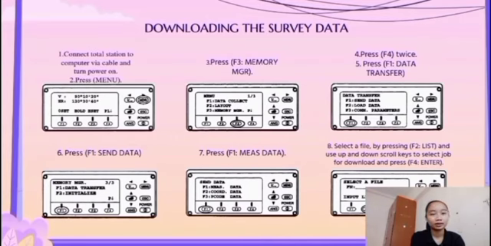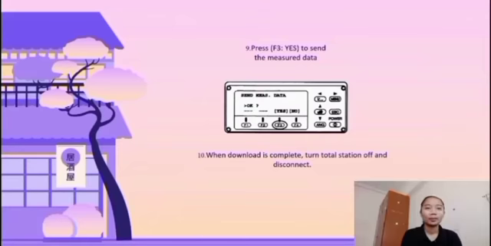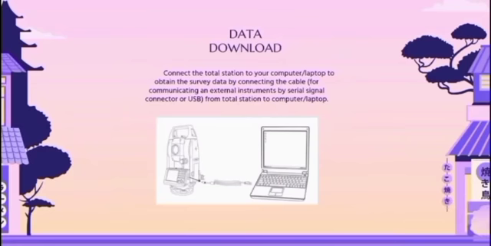5. Press F1 data transfer. 6. Press F1 send data. 7. Press F1 measure data. 8. Select a file by pressing F2 list and use the up and down scroll keys to select the job for download, and press F4 enter. 9. Press F3 yes to send the measure data. Then when download is complete, turn the total station off and disconnect.